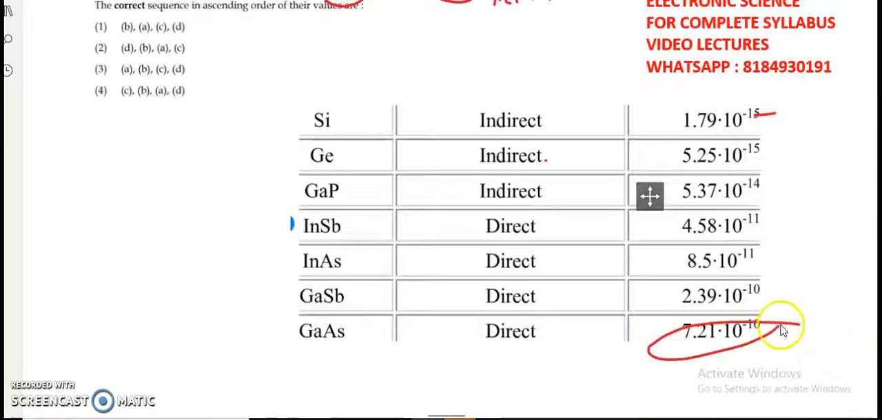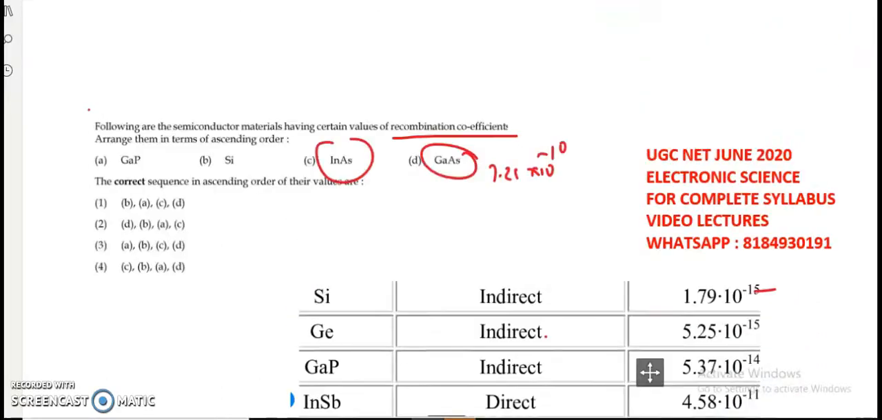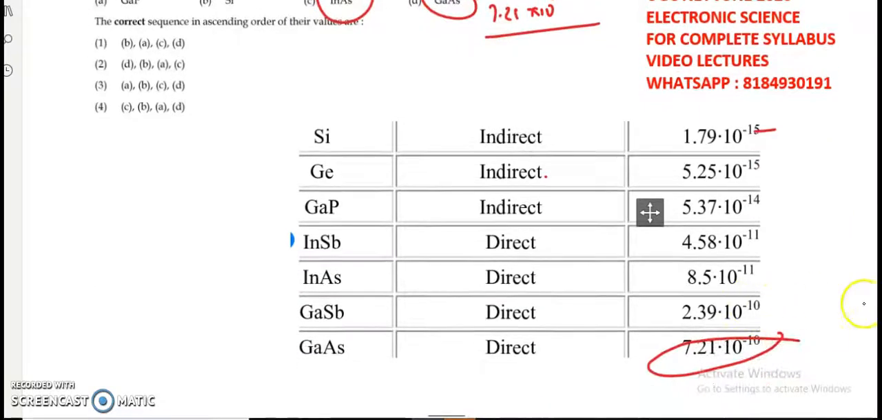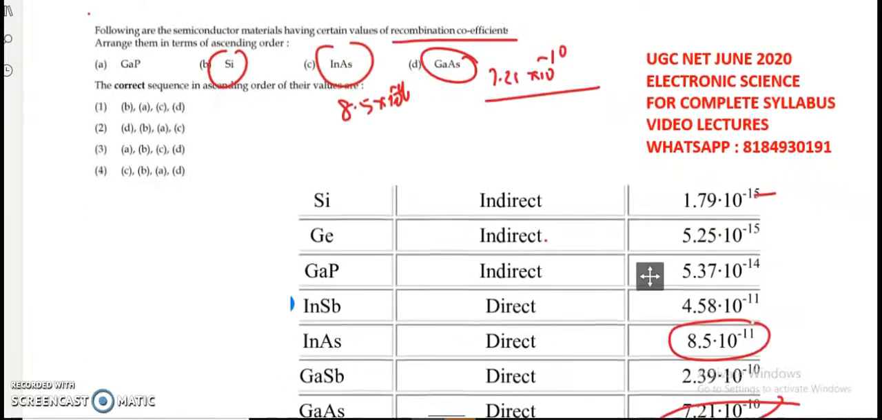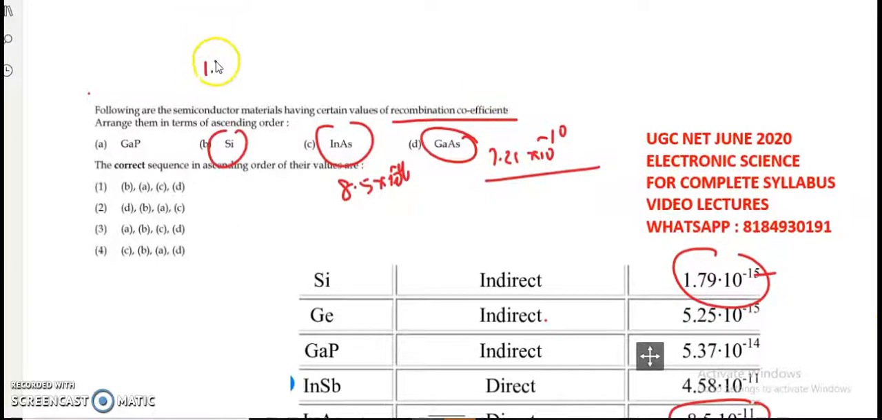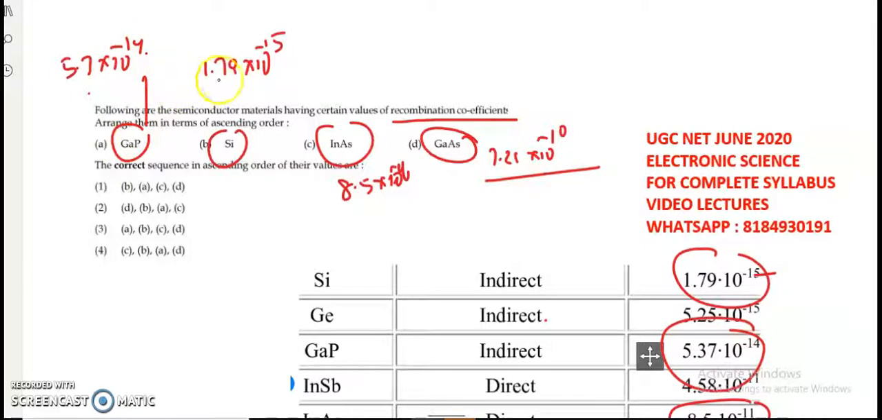First, the gallium arsenide value is 7.21 into 10 power minus 10. So that is this value. Coming to indium arsenide, the value is 8.5 into 10 power minus 11. And silicon is 1.79 into 10 power minus 15. And coming to gallium phosphide, the value is 5.37 into 10 power minus 14. So these are the individual recombination coefficient values.